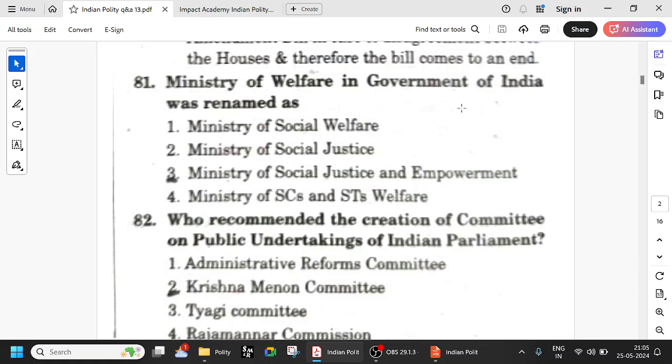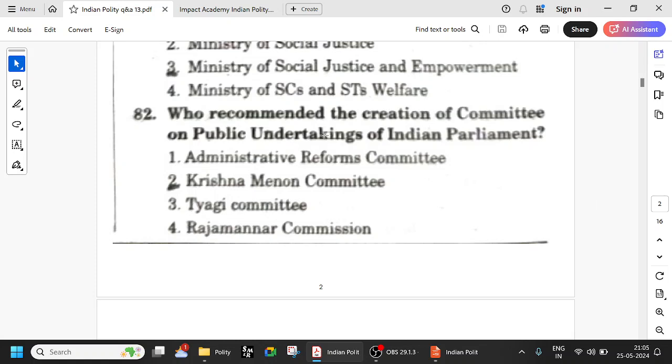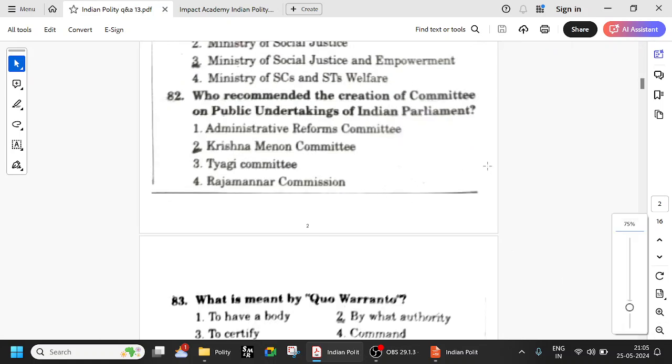So the Ministry of Welfare in the Government of India was renamed as the Ministry of Social Justice and Empowerment. Okay, so Ministry of Welfare has been renamed as Ministry of Social Justice and Empowerment. Try to remember that. So, who recommended the creation of the Committee on Public Undertakings in the Indian Parliament? These are also very important. Say, ARC, first ARC, second ARC, Krishna Menon Committee, Tyagi Committee, Rajamannar Committee, all these are very important. What are those committees and what did they suggest? Those also are important. So, who recommended the creation of the Committee on Public Undertakings?